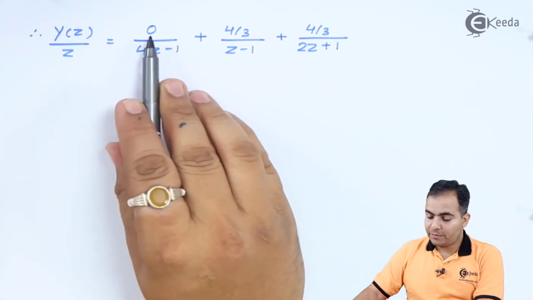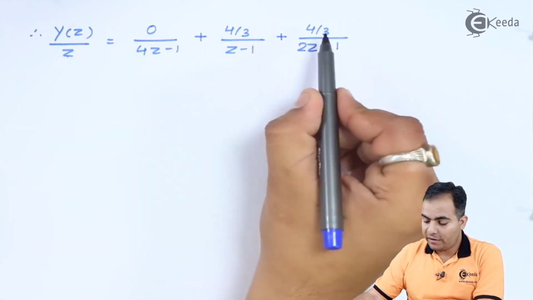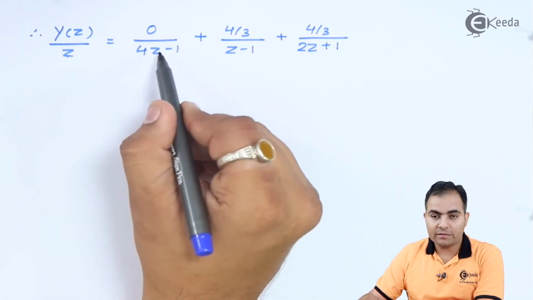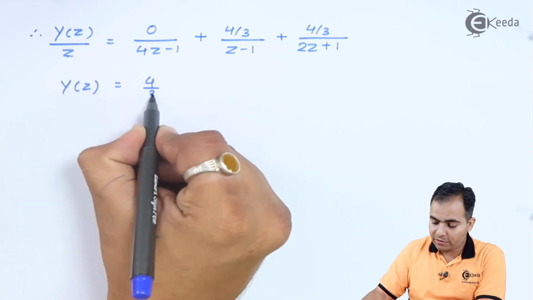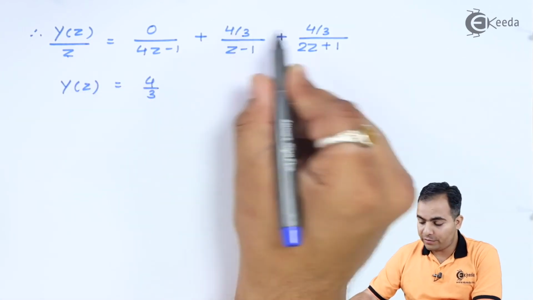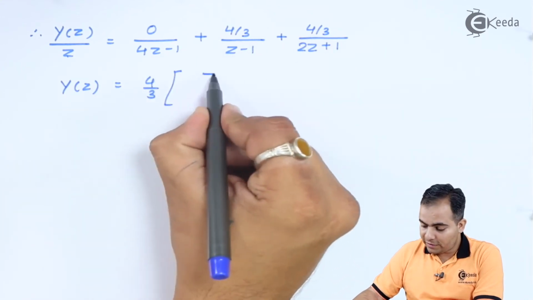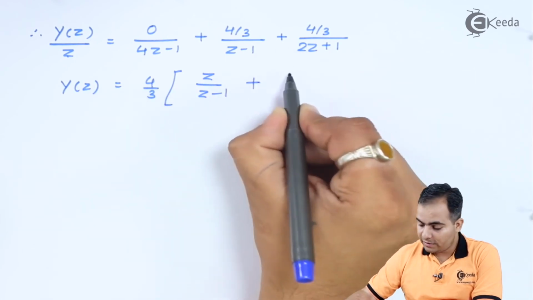Now I will substitute all a, b, c values in my equation number 2. Now I have substituted my a, b, c values in my equation number 2. Now just multiply z on right hand side. Basically 0 upon anything is always 0, so I'm not going to write this value in next step. So y of z is equals to 4 by 3, which is constant. I'll write first, and look at it, on both the sides we have a 4 by 3, so we can take 4 by 3 common.